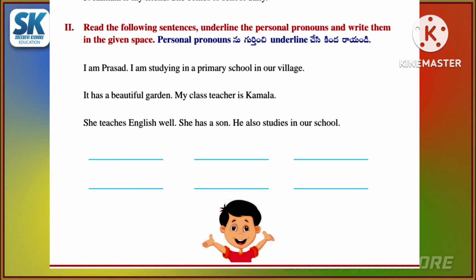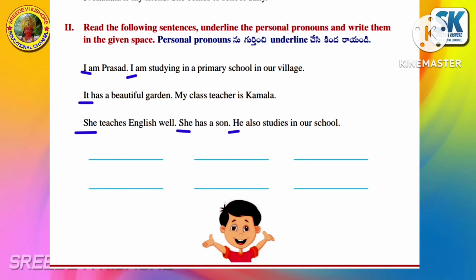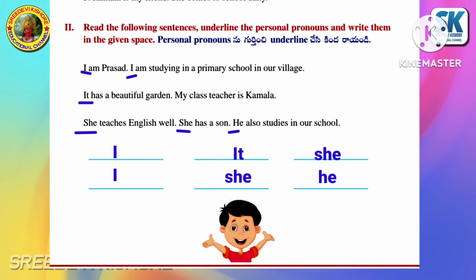Read the following sentences, underline the personal pronouns and write them in the given space. I am Prasad. I am studying in primary school in our village. It has a beautiful garden. My class teacher is Kamala. She teaches English well. She has a son. He also studied in our school. Your personal pronouns are I, it, she, he.